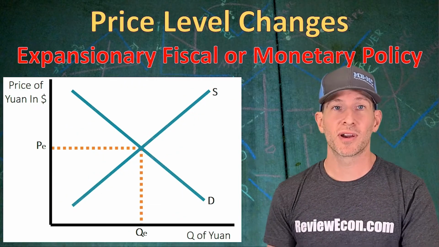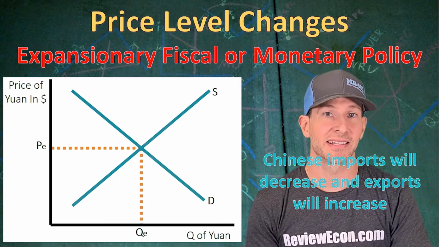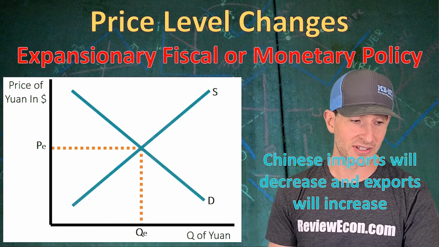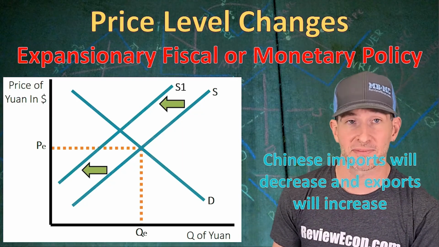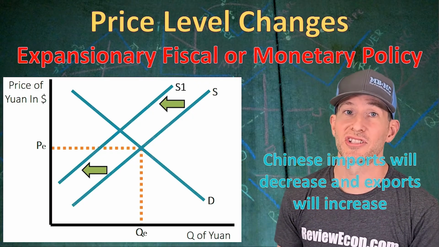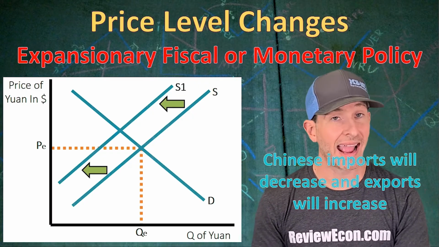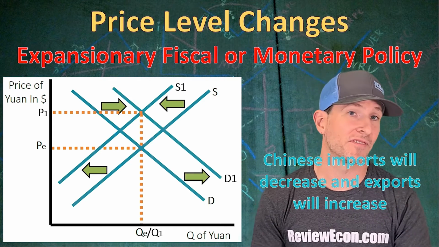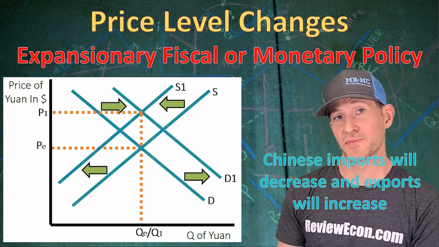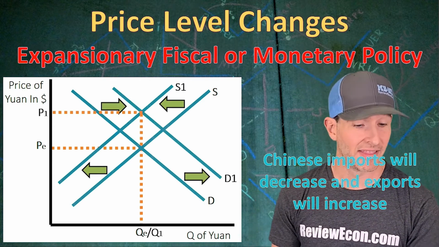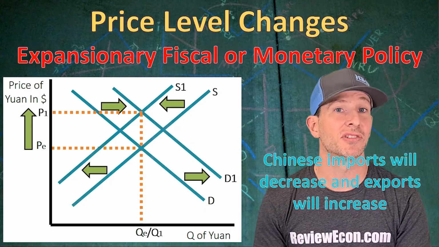Over on the Chinese yuan graph, since we are going to see a decrease in imports and an increase in exports, that means we are going to see a decrease in the supply of Chinese yuan as Chinese consumers buy fewer US-made goods, and we will see an increase in the demand for Chinese yuan as US consumers demand more Chinese-made goods. That is going to cause the currency in China to appreciate.